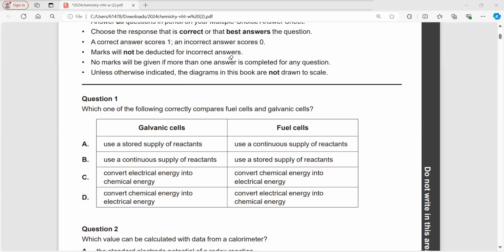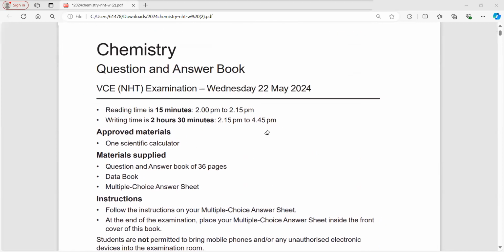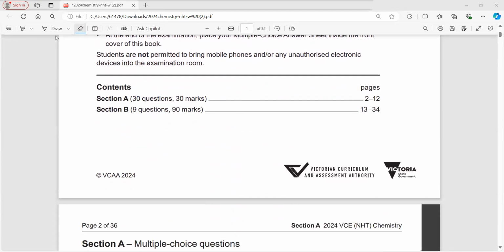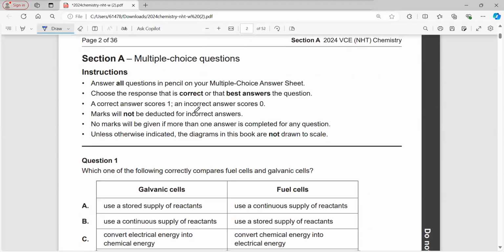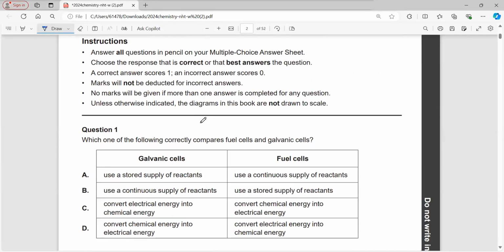I just wanted to go through the 2024 chemistry NHT exam. It recently came out. I believe it was done on 22nd May, so I'm a bit late to the party, but I thought I'd have a quick look at the exam. This is my first time looking at it.